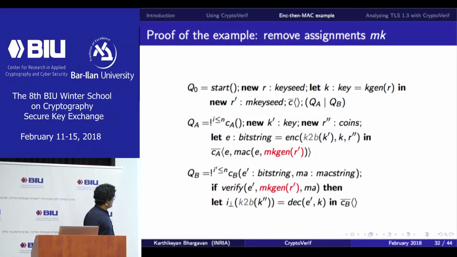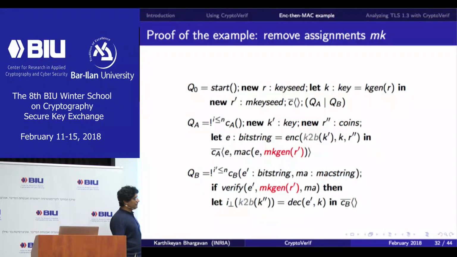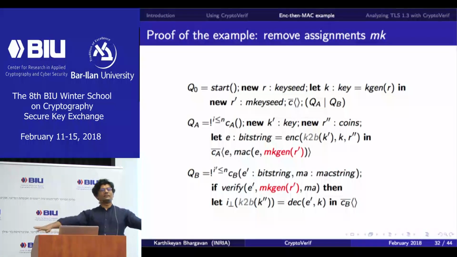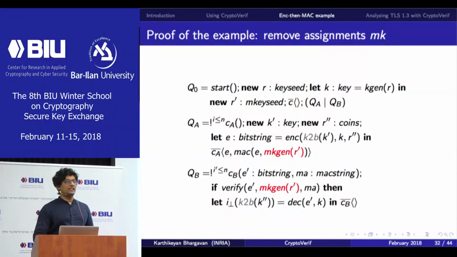Now CryptoVerif identifies this and says, this matches the UF-CMA pattern, where there is a key seed being used up there, which is R prime. There are instances of MAC and verify. There are n instances of MAC and n instances of verify over here. I can take all of them and replace them using the UF-CMA game transformation.